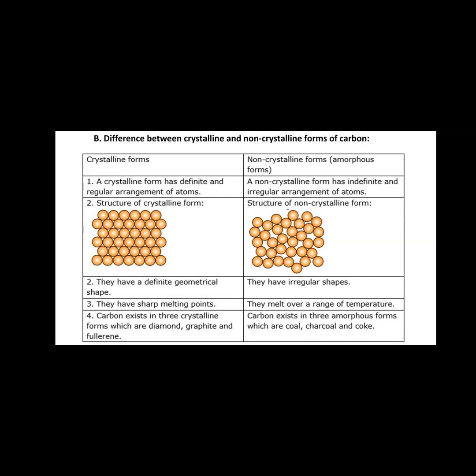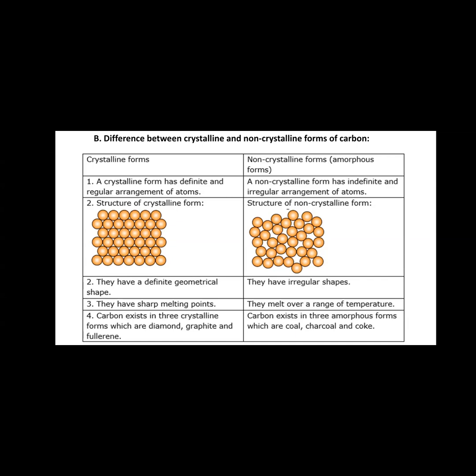Other than this, the difference is that crystalline forms have a definite geometrical shape, but non-crystalline forms do not have a regular shape. The next difference is that they have a sharp melting point, but non-crystalline forms do not have a sharp melting point. They have a range of temperatures over which they melt.